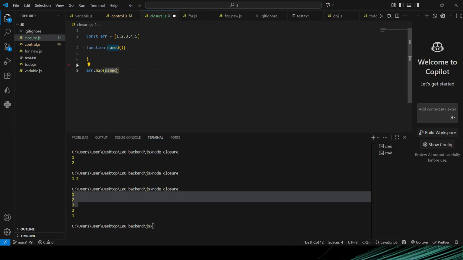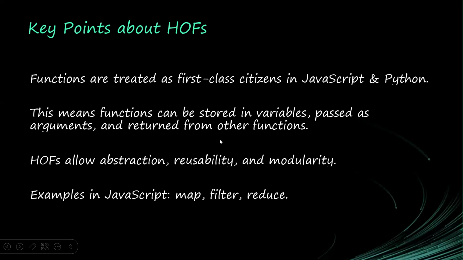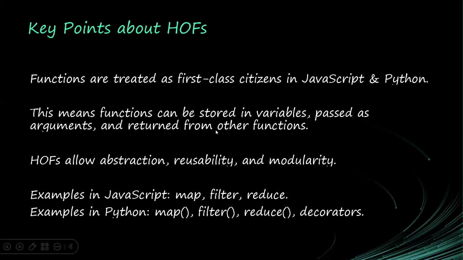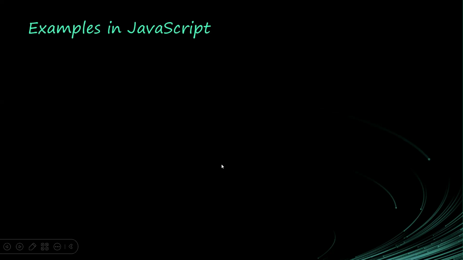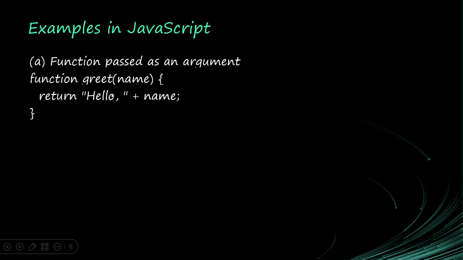Any function that returns a function is also a higher order function. So map, filter, reduce, they all are, even in Python too. So examples in function passed as an argument.